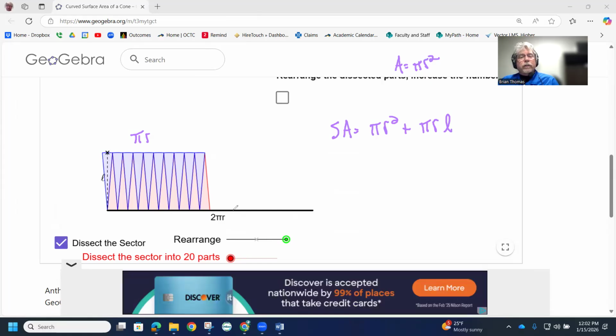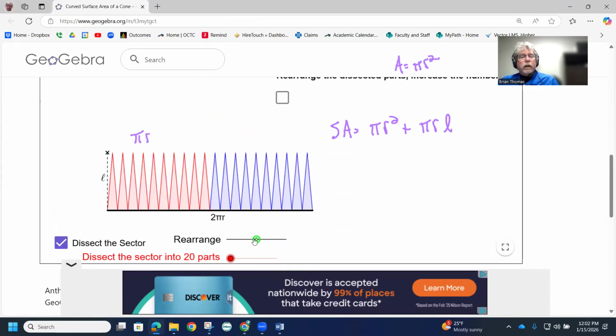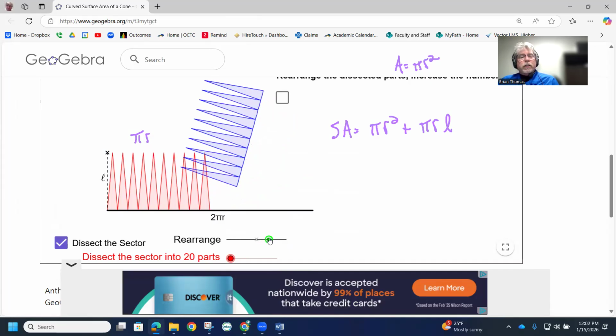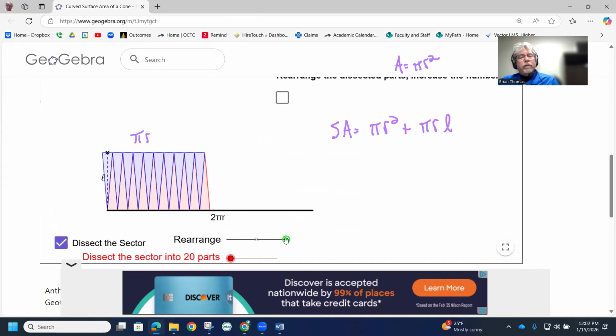because notice how this distance is actually half of the circumference. It only goes half the distance because if we unravel it again, notice how this is the total distance, which is 2 pi r. But if I keep rearranging it, notice how half of it goes to the top and half of it's on the bottom. So this is now pi r. So our formula for surface area is 2 pi r.